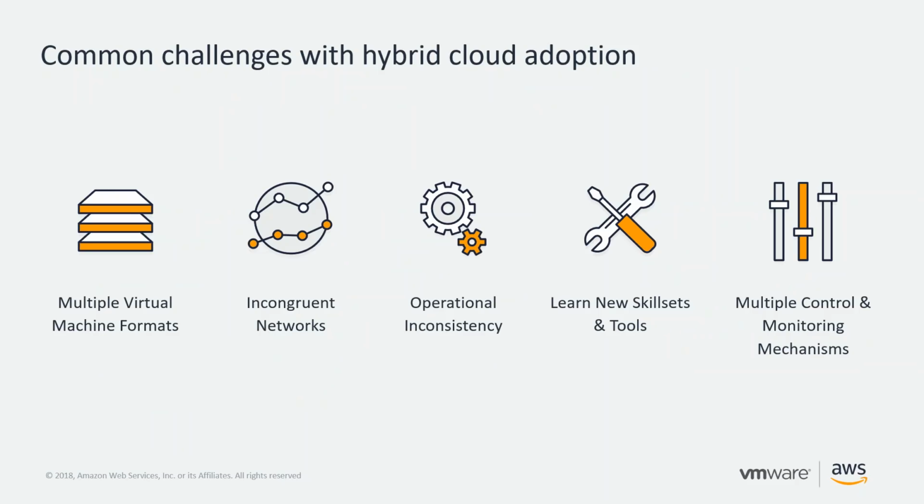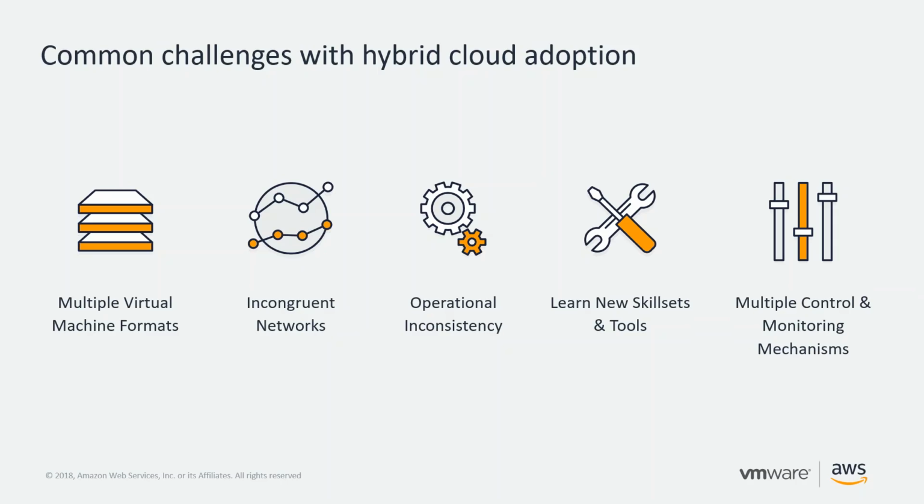Some of the common challenges with hybrid cloud adoption come down to having to work with multiple virtual machine formats, having incongruent networks between on-premises and in the cloud, having operational inconsistency between the way you do something on-premises with your VMs versus what you might be doing in the cloud, and then having to learn new skill sets and tools as far as leveraging the way you do something on-premises versus the way you do something in the cloud, and then having to have multiple control and monitoring mechanisms in place. The way you do something on-premises might be different than the monitoring mechanisms that you might be utilizing in a cloud-based environment.